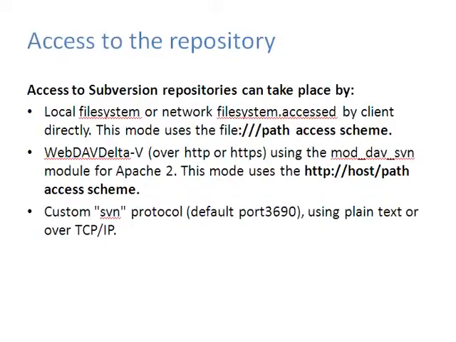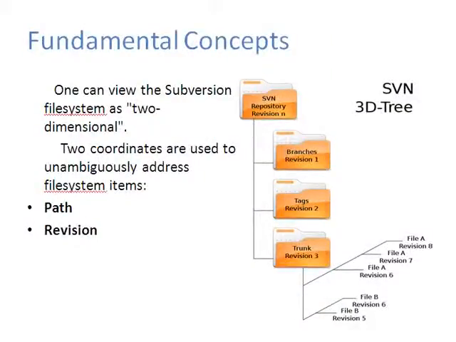Access to Subversion repositories can take place by local file system or network file system, WebDAV Delta-V over HTTP or HTTPS using the mod_dav_svn module for Apache 2, and the custom svn protocol, where the default port is 3690, using plain text or over TCP/IP.